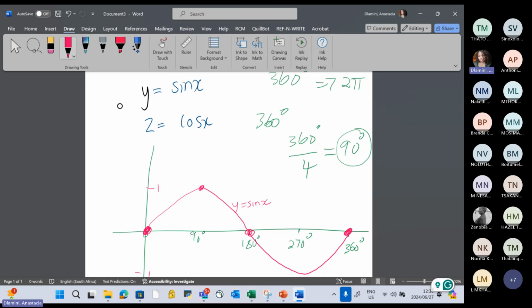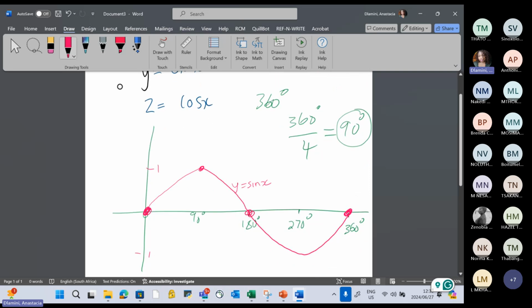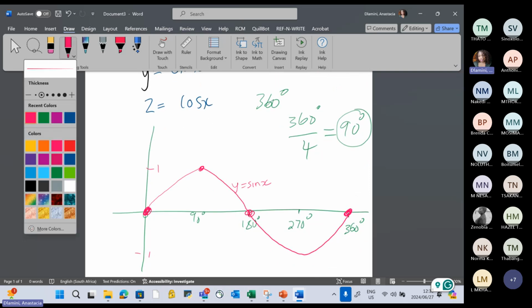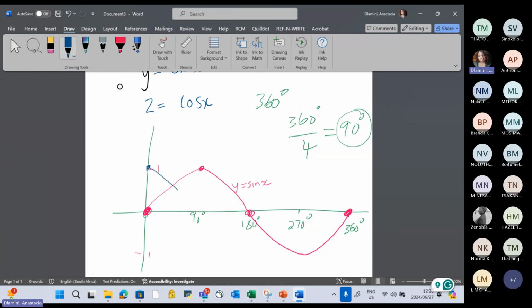So always remember that because we are coming back to trigonometric functions. Now, let's go to cos. Cos starts at 1. That's here. When it comes to 90, it will say 0. And then at 180, it will say -1. And then at 270, it says 0. And then at 360, it says 1. So cos is more like the opposite of sine. Do you see that?